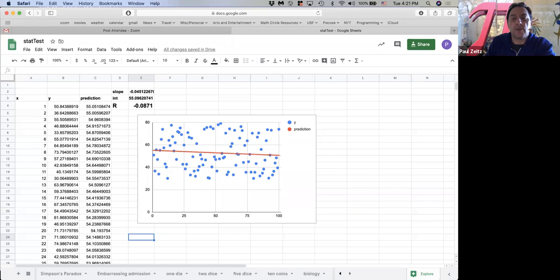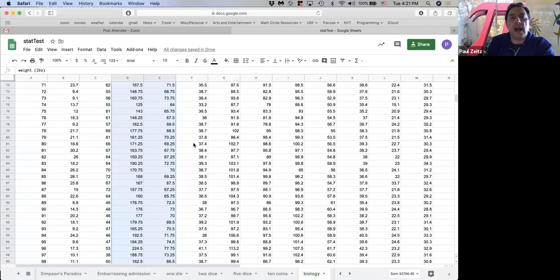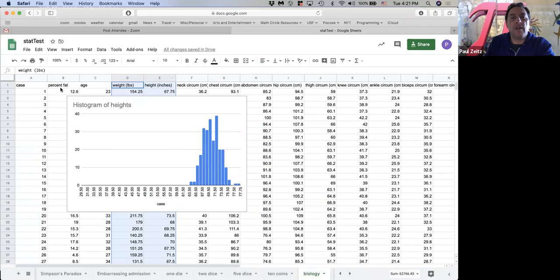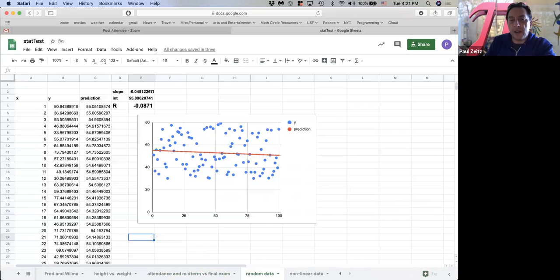So it includes some of the raw data that you can try to play with on your own. There's this biology data. It has heights and weights of all kinds of, I think these are just male students, and then there's the college data. But right now I want to focus on random data for a moment.